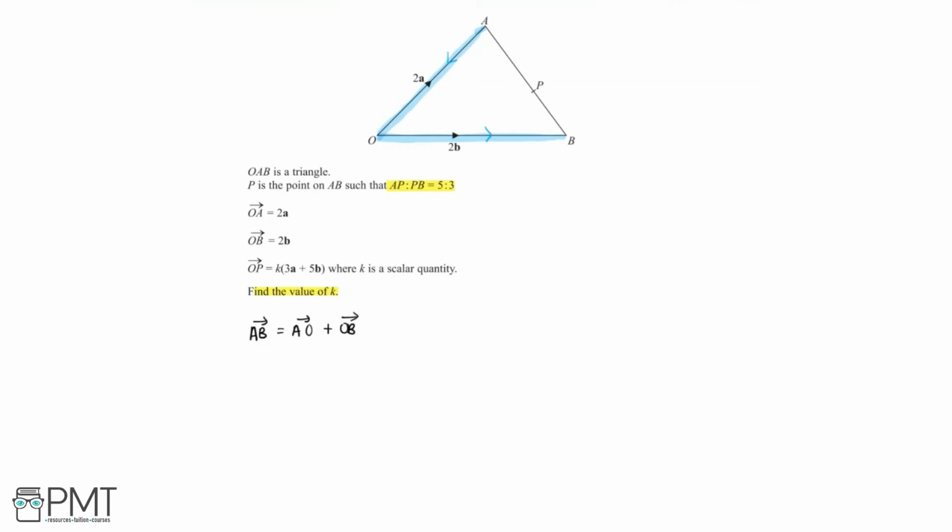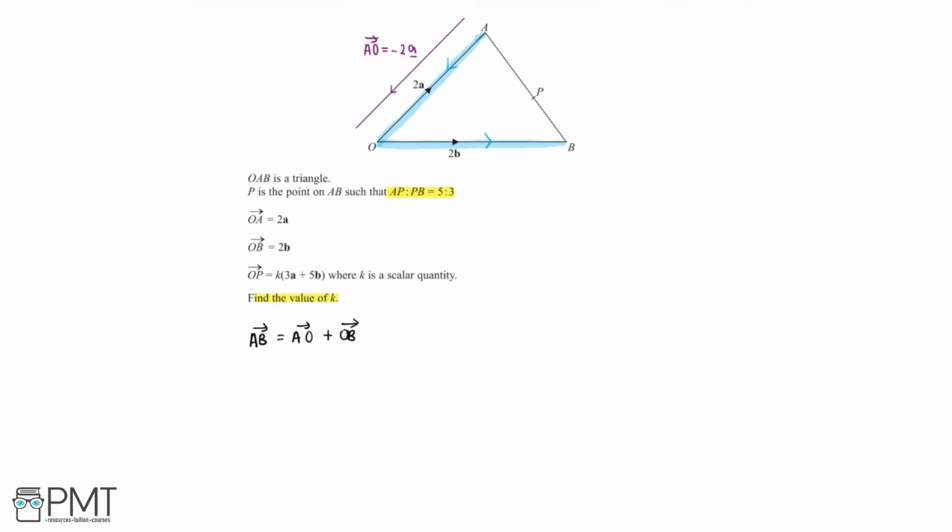Now the vector OA is equal to 2A, but the vector AO is in the opposite direction. So we can say that the vector AO is equal to minus 2A instead of 2A. And so AO plus OB is equal to minus 2A plus 2B. And so we can write down that the vector AB is equal to 2B minus 2A.